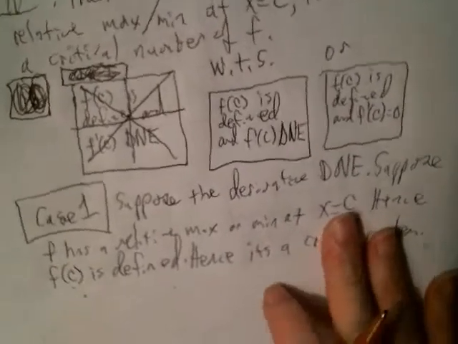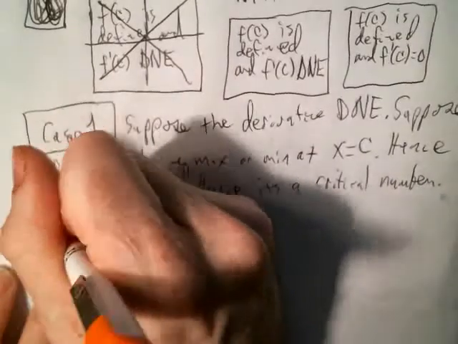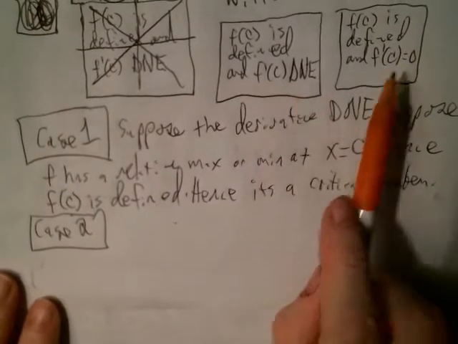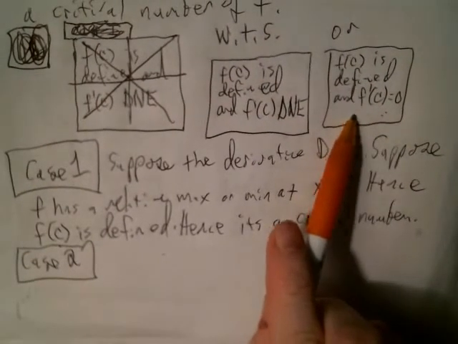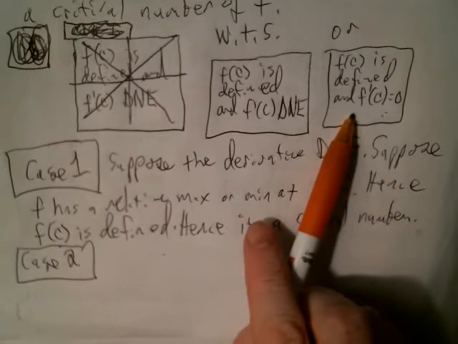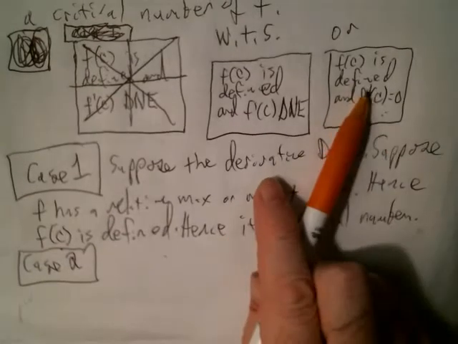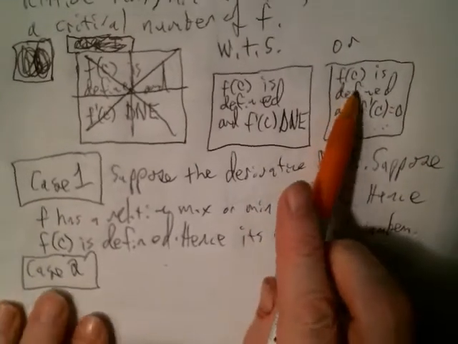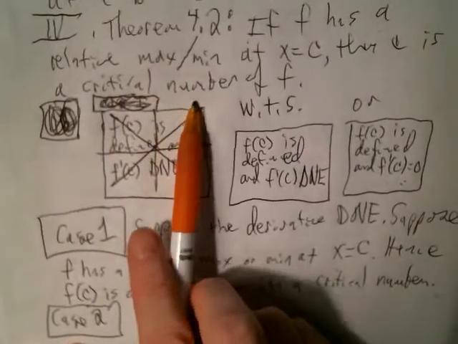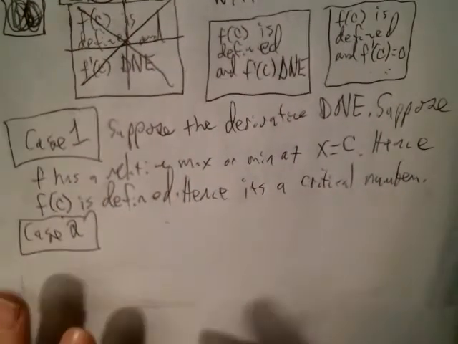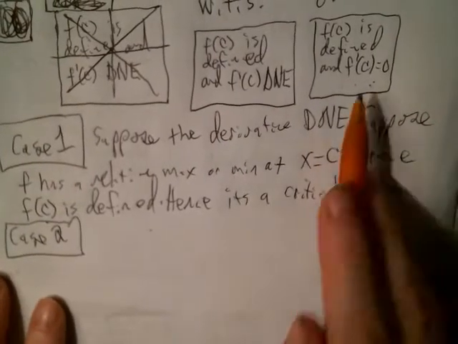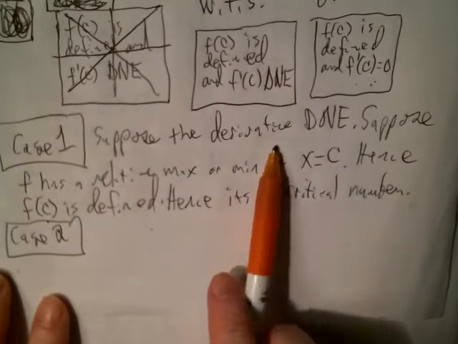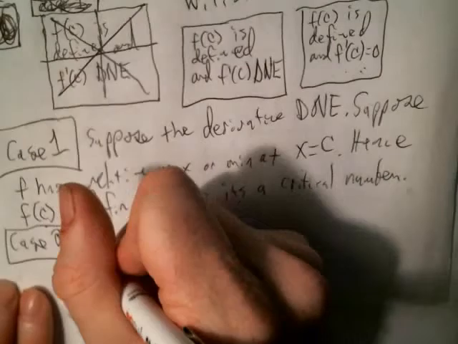Okay, case 2 is a little bit more complicated. I already know that case 2 is going to end up with this conclusion. I've already looked at it, memorized it 20 times over. I know where we're headed. F of c is defined, and f prime of c is equal to 0. We'll get the fact that f of c is defined, again, by the fact that it has a relative max or min at x equals c. So that'll be kind of done. What we'll need to show is that f prime of c is equal to 0. So in this case 2, as opposed to case 1 where we suppose the derivative does not exist, we're supposing now the derivative does exist.